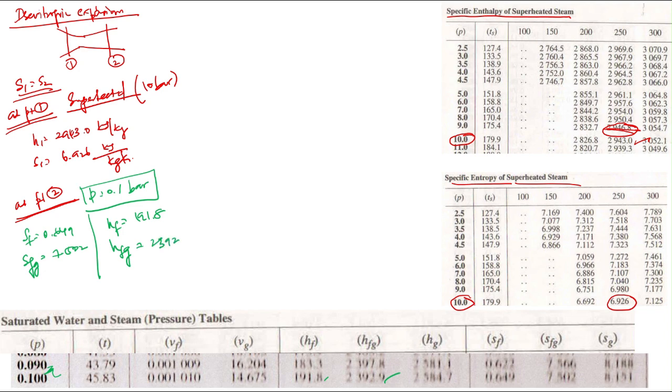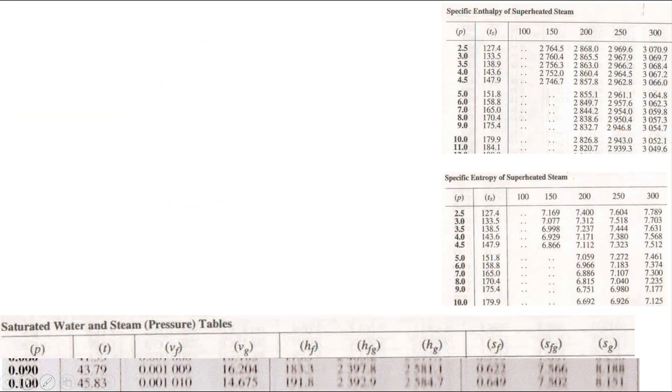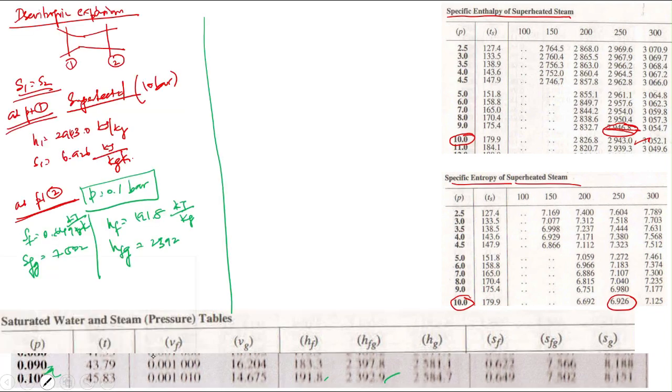The unit can be written as kilojoule per kilogram; here it is kilojoule per kilogram Kelvin. After that, you may equate the equation. So S1 is equal to S2, because it is called an isentropic expansion.